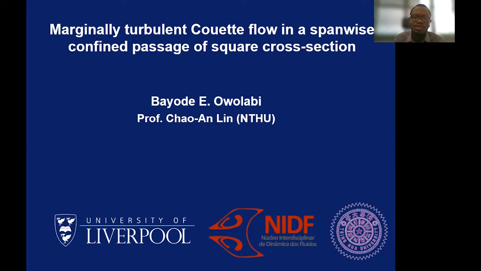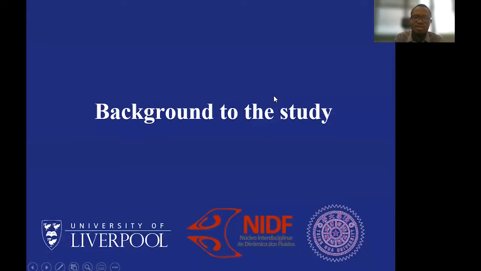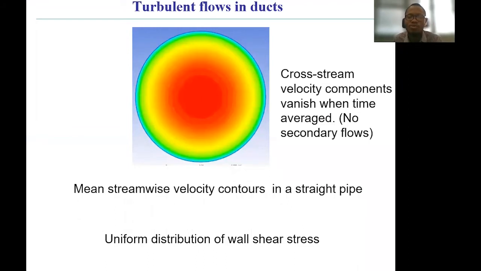First, I will give a brief background to the study. Let us consider turbulent flow through a pipe. If we plot the contours of the mainstream-wise velocity, you get the figure shown on the slide. As you can see, the profile is axisymmetric. Again, if you look at the cross-stream velocity components, when they average in time, they vanish. So in this case, you do not have secondary motions.